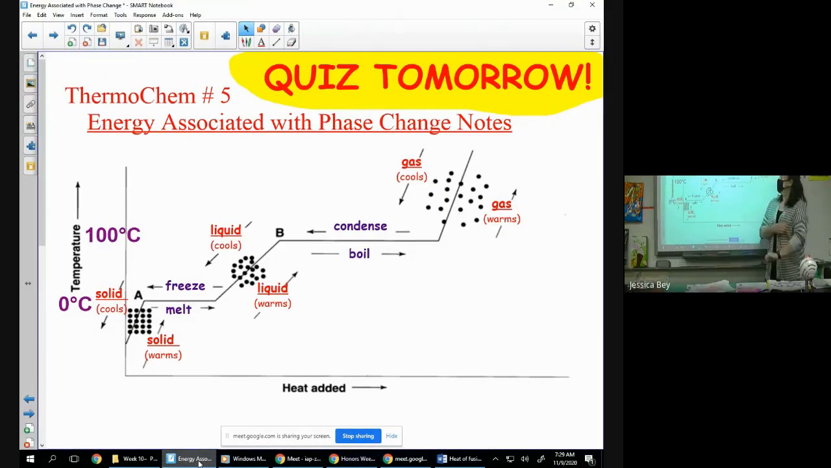Now, wherever you're keeping your notes, this is the last entry for these unit notes. We're going to write a few things, and then we're going to do one really big math problem. Okay, so let's write this down. Thermochem notes number 5, energy associated with phase change. Going to get crazy. So exciting. All right, I got everybody accounted for.